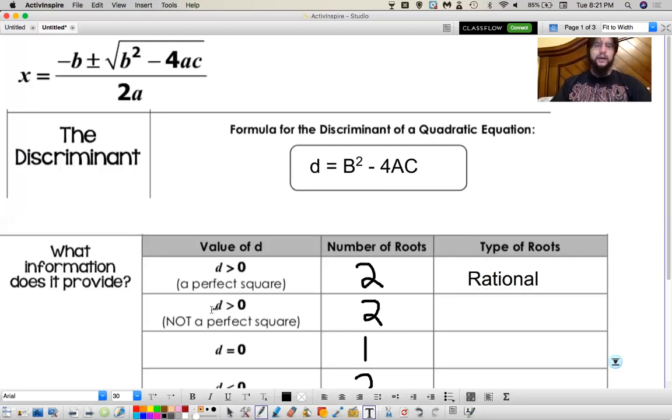Now, if it's positive but not a perfect square, then we're going to have the square root of something, but it ain't going to be nice. And if it's not nice, it won't simplify all the way. Then we're going to have a square root in there. So that would be an irrational answer. If D is 0, so this part is 0, we're going to have negative b over 2a. Well, it's going to be an integer over an integer. Again, that's rational.